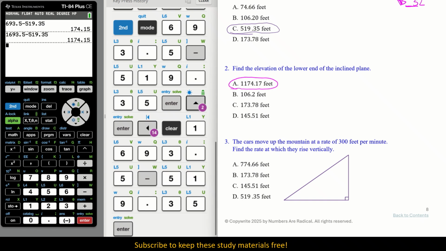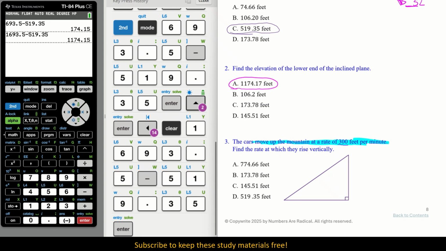The cars move up the mountain at a rate of 300 feet per minute. Find the rate at which they rise vertically. Okay. This is going to be another case of applying sine, the laws of sine. But instead of using distance, we're going to use rate. And the rate is going up the mountain at this rate, okay, at the 300.